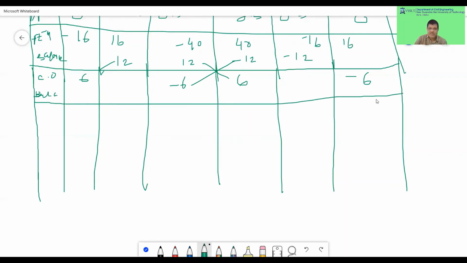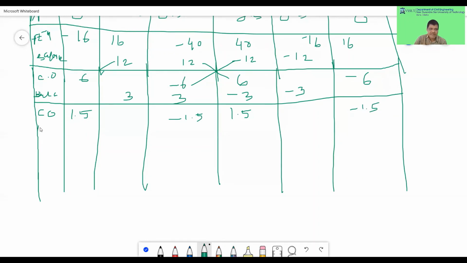So you apply plus 6. Plus 6 means it will be plus 3, plus 3. Here 6 means minus 6, so minus 3, minus 3. Now carry over. It will come 1.5 here, 1.5 here, minus 1.5 here, and minus 1.5 here.